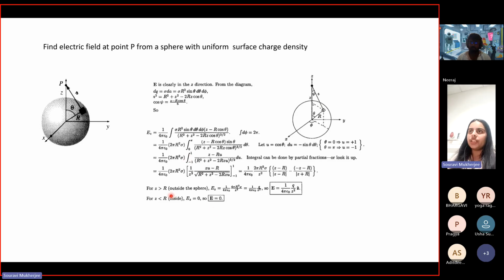Here again, you can see that because it's a uniform surface charge density on a sphere, inside the sphere there is no field. This has huge implications physically. What it is telling you is that if you have a sphere with all the charge on the surface, inside there is no field. All the field is outside.